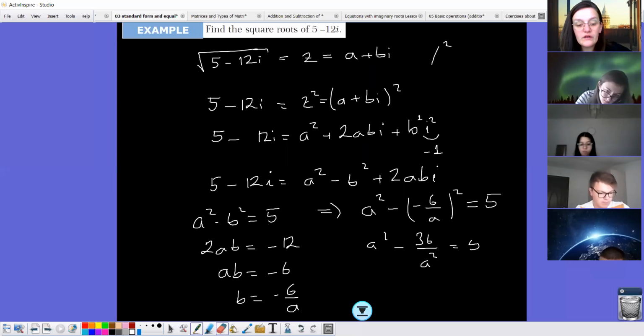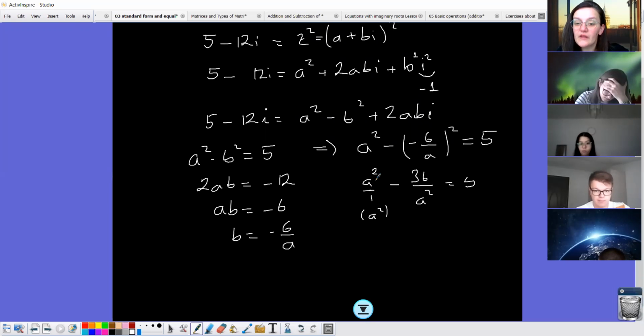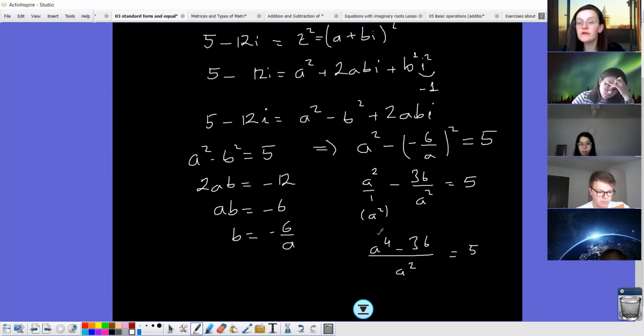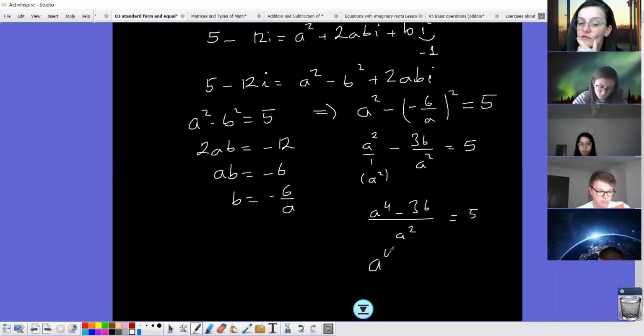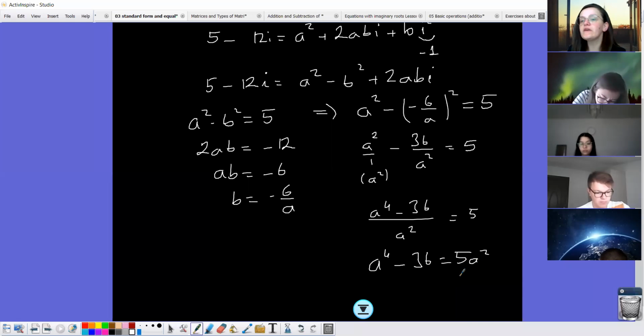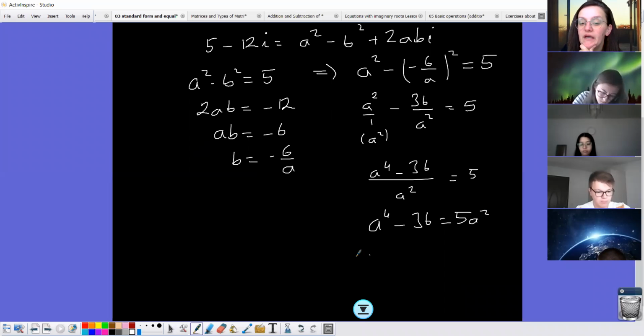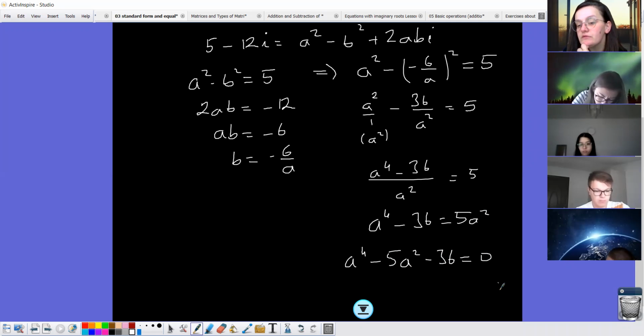Now I will equalize the denominators. Here you have 1, so I will multiply by a squared. Then it becomes a to the power of 4 minus 36 over a squared is equal to 5. Am I right? Yes. Then with the cross product, a to the power of 4 minus 36 is equal to 5a squared. I take all of them to one side: a to the power of 4 minus 5a squared minus 36 is equal to 0.